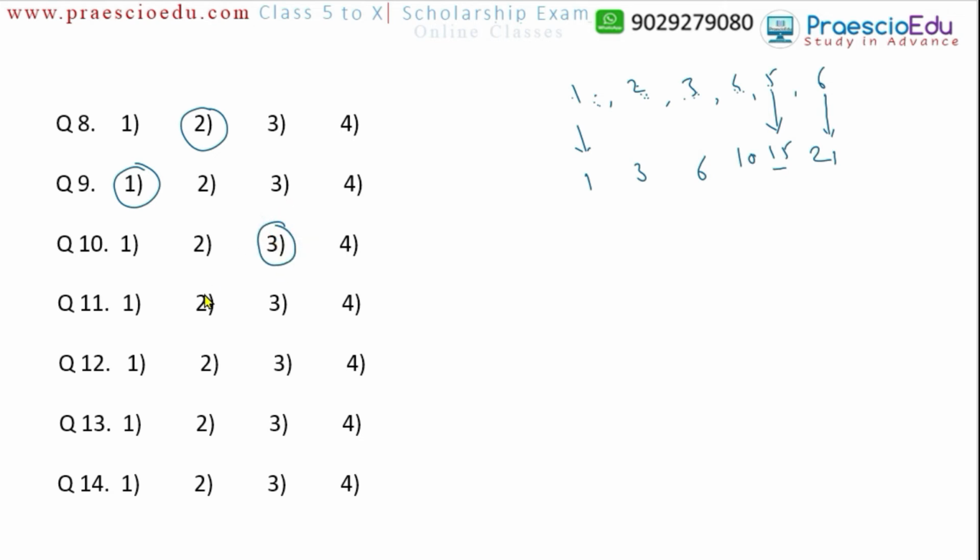Now question number 11: 144, then 25, then 121, and 81. In this one, 144 is a square number, 25 is also a square number. Here 25, 121, and 81 are odd square numbers, because 144 is the square of 12 and it is an even number. So that's why option number 1 for question number 11 is the different term on an even and odd basis.